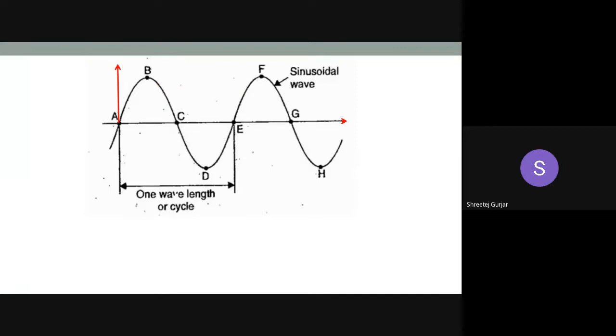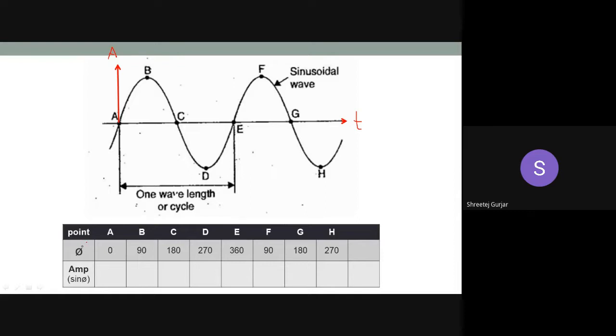Here I have drawn a simple sinusoidal wave, a simple sine wave. This axis is time t and this is amplitude. Amplitude is nothing but the height of that particular wave. One wavelength, as I told you, is from one crest to the next consecutive crest, or it can be from here to here also. Here you can see I have written phase, which is in degrees.